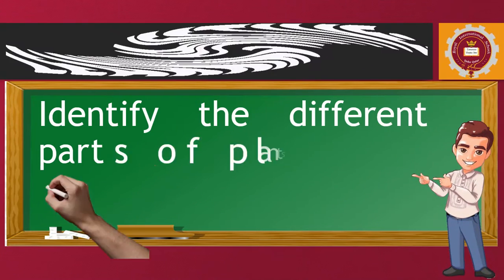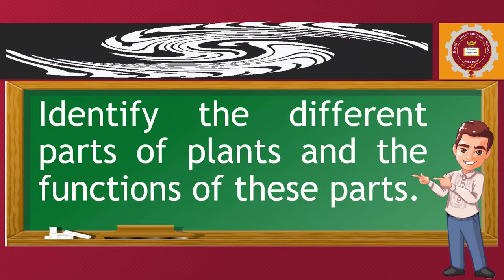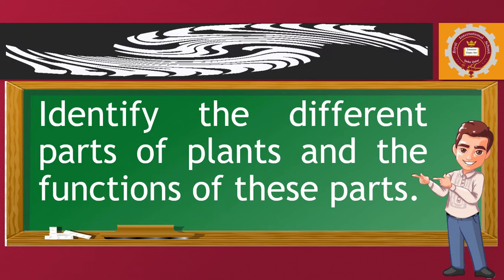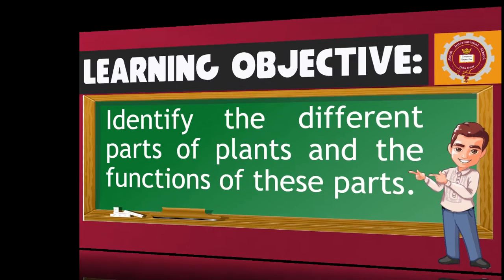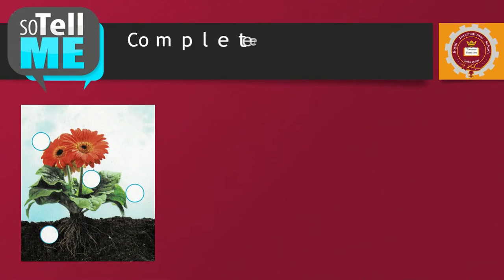Now, today let's talk about the objective. The objective is we need to identify the different parts of plants and the functions of these parts, okay? Today our main objective is to identify the different parts of plants. We will learn the different parts of plants and the functions of these parts as well. So let's start now.